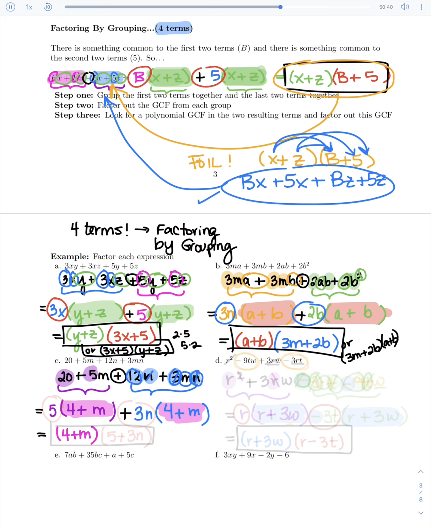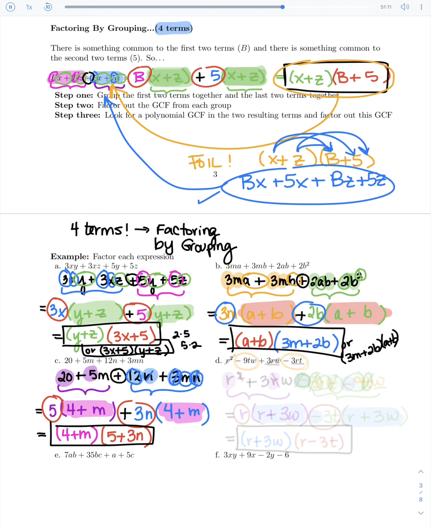Now the question is, what's going to be left over inside of our second set of parentheses now? Well, our leftovers after we pull out this 4 plus m is going to be a 5 plus 3n. So that's going to be our final answer, our 4 plus m times our 5 plus 3n. Or again, just like before, you could have the 5 plus 3n first and the 4 plus m second.